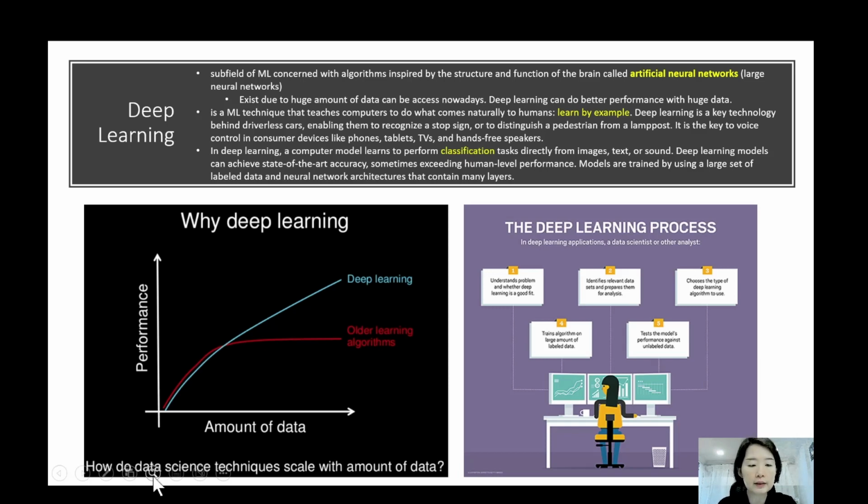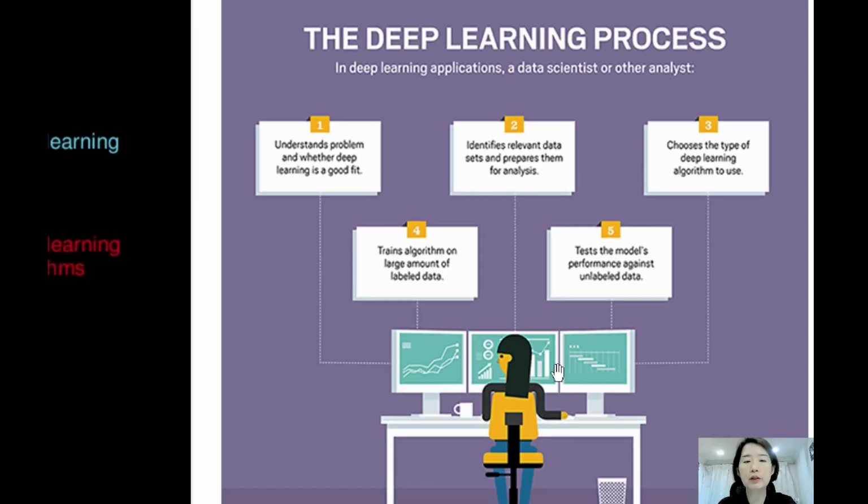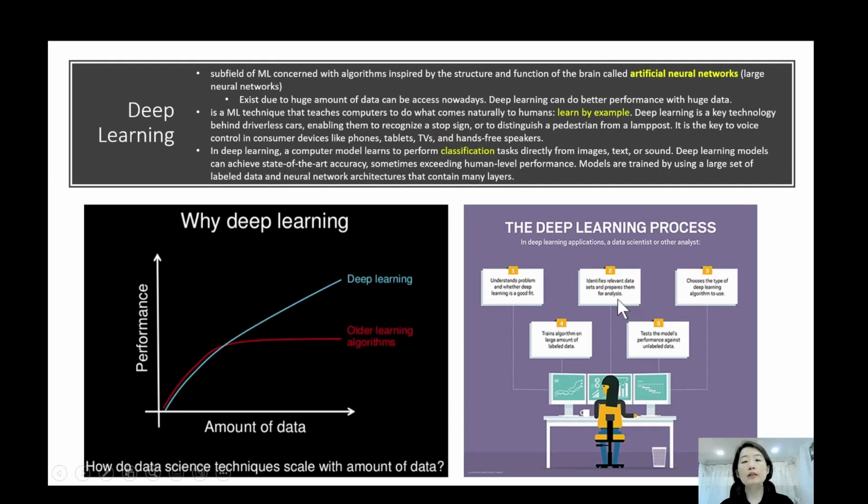Let's take a look at the process of deep learning. First is to understand the problem and whether deep learning is a good fit in this situation. Then you have to identify relevant data sets and prepare them for analysis. Then choose the type of deep learning algorithm to use. Then train the algorithm on a large amount of labeled data. So you are using labeled data as well. And then test the model's performance against unlabeled data. So you have two sets of data. One is for training and another set is for testing.